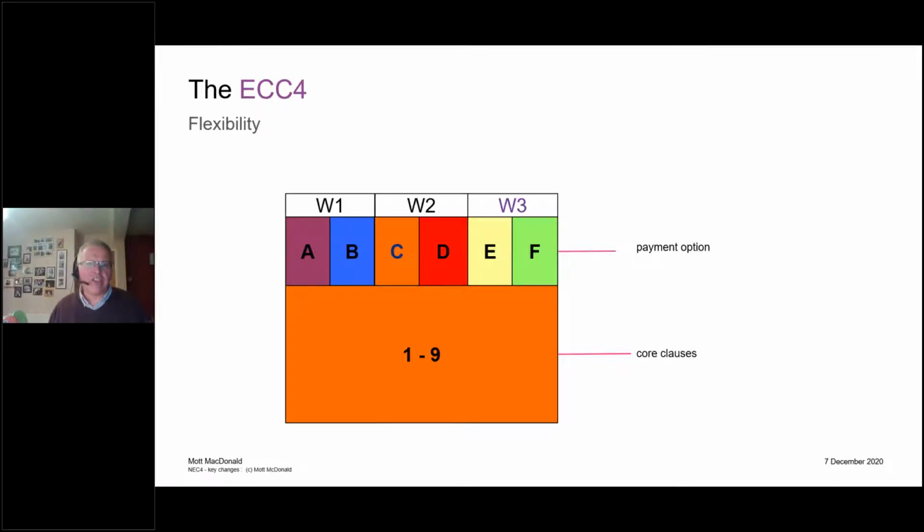You then, as a client, you choose a dispute resolution option. Oh, hang on, there's some purple on the slide. The purple is NEC4. So NEC3 had dispute resolution options W1, W2, which is adjudication. NEC4, we've got a new dispute resolution option, which is a dispute avoidance board. I think I talk a little bit more about that later. Client chooses one of the three.